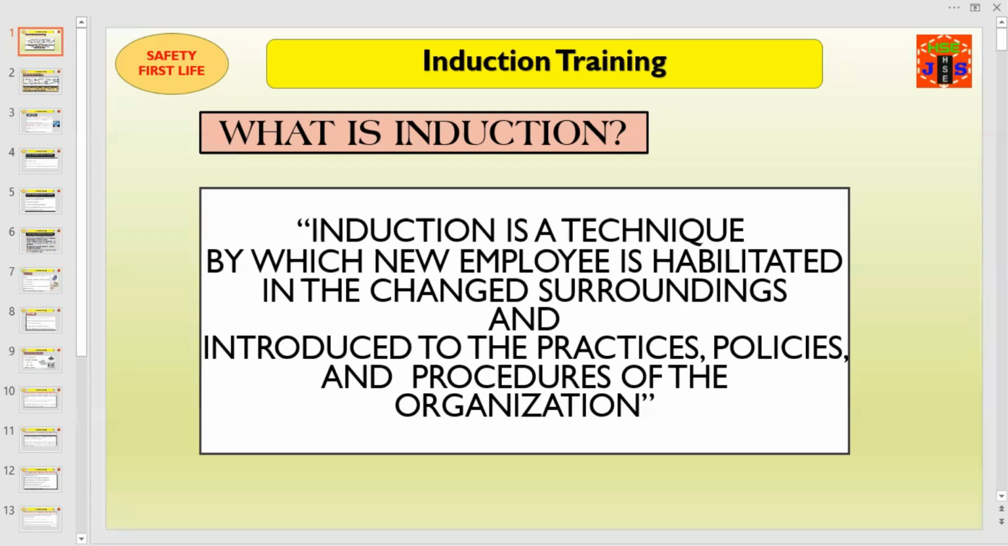But in today's training session, we will cover what is induction, what is the purpose of induction, what are the aims and objectives behind an induction training, what is the right time for induction. Hopefully, part 2 of induction training will specifically cover the HSE or safety induction or orientation. So let us start part 1.